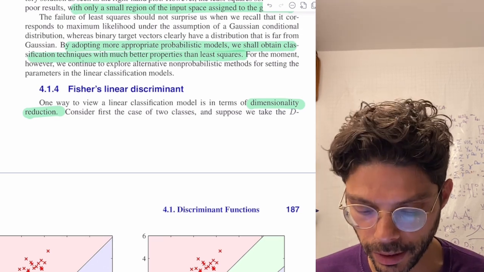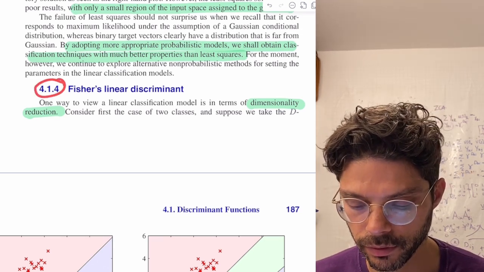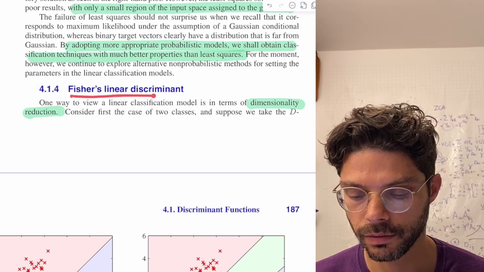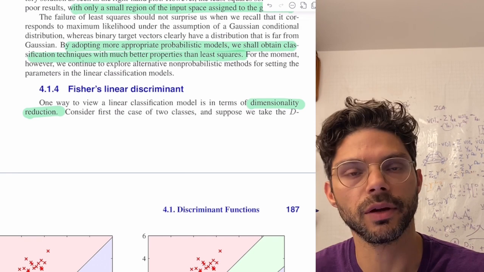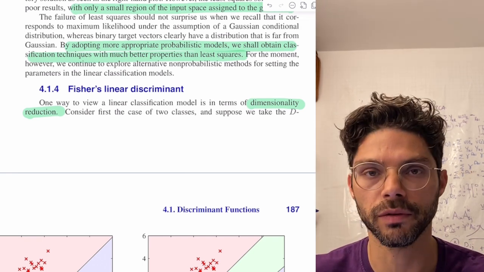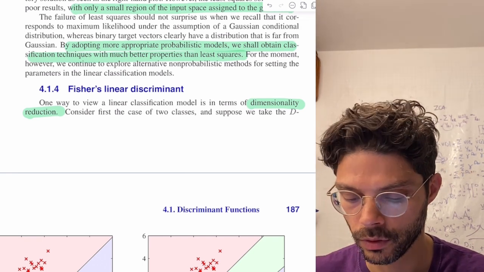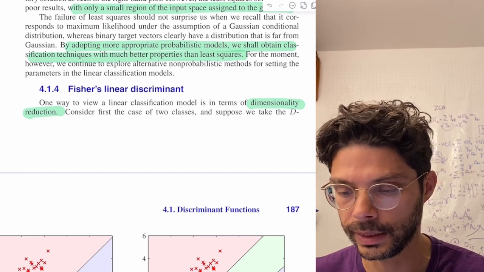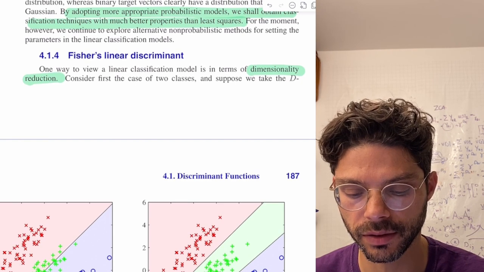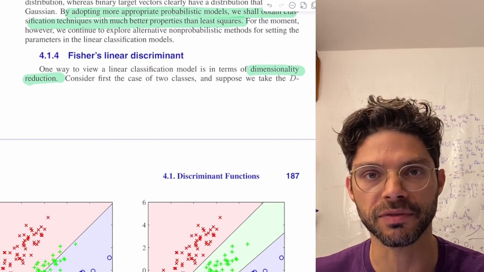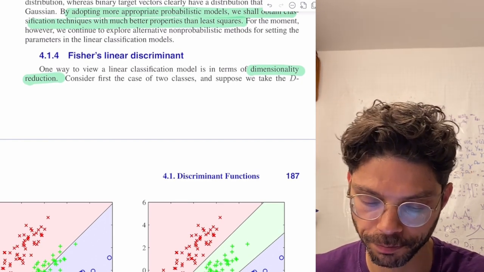Okay, everyone, we are back now with section 4.1.4, studying something called Fisher's linear discriminant. So, another non-probabilistic but interestingly motivated approach for determining the weights for doing classification. We're going to talk about the two-class case first, and then in a couple of sections we'll talk about the multi-class case.